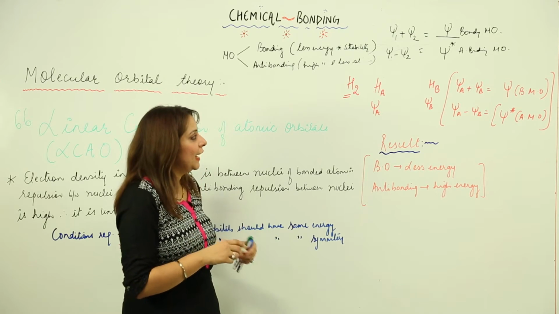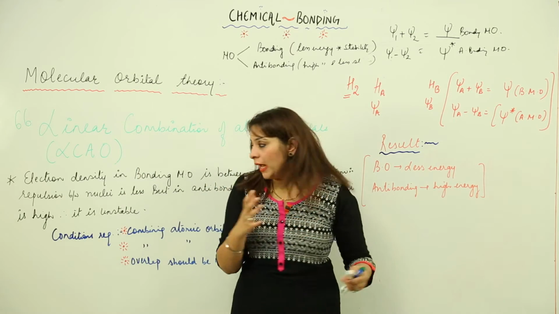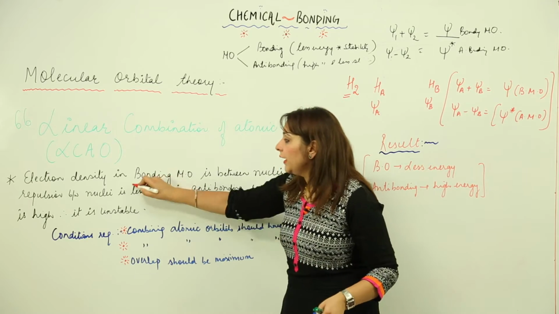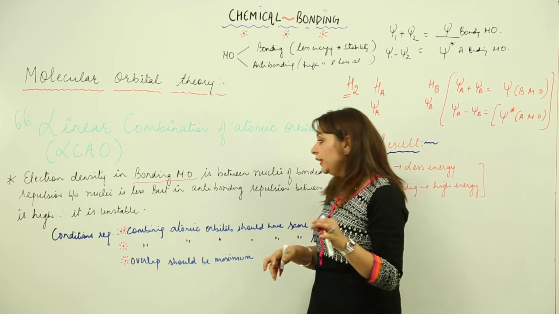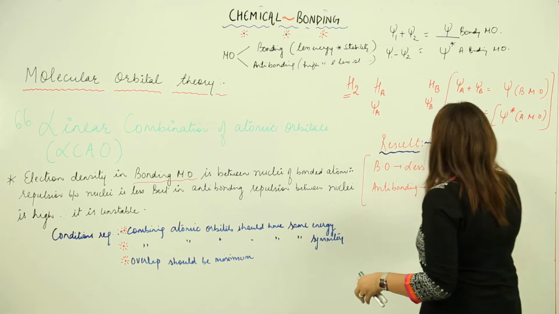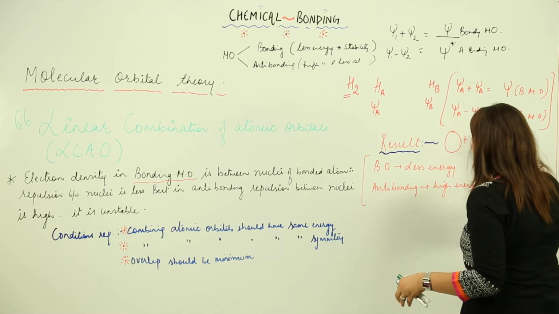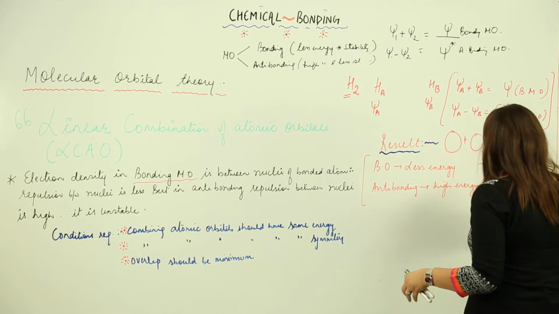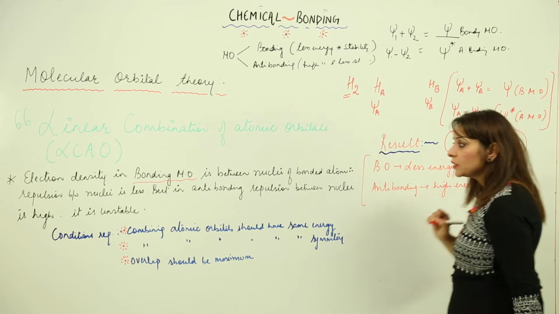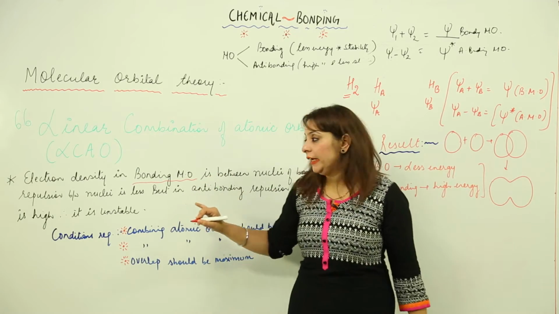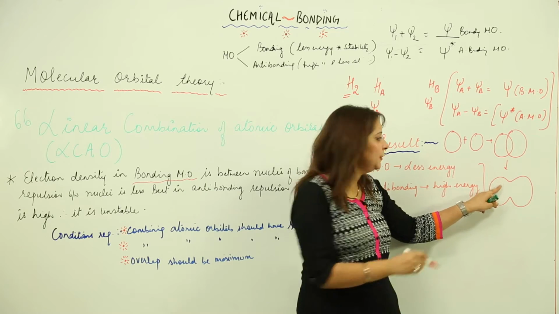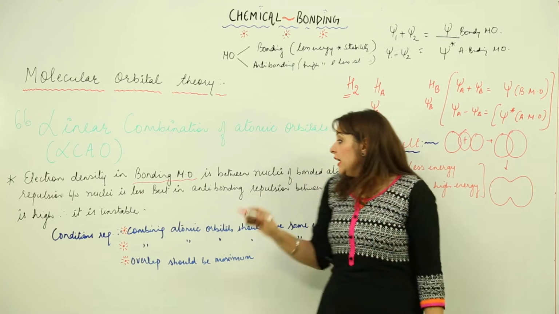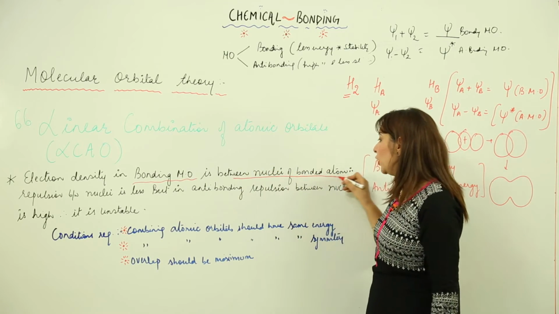And we need to know what actually happens in the bonding molecular orbital, when the wave functions are just adding up, right. So here I will draw an example, suppose this, and here I am going to add up, and as a result I get this kind of structure. So now it says that the electron density in the bonding molecular orbital, so this is my bonding because I have added up, right, is between the nuclei of bonded atoms.